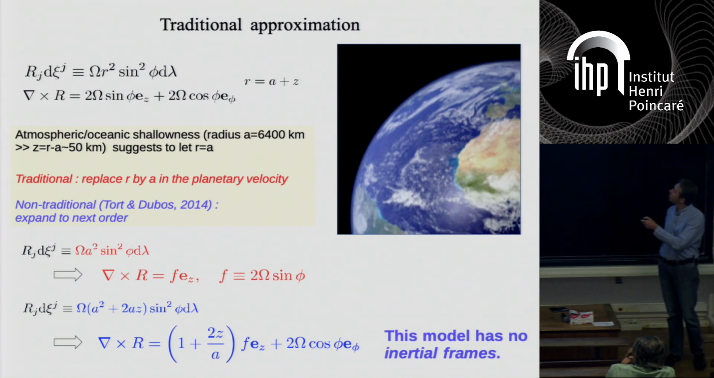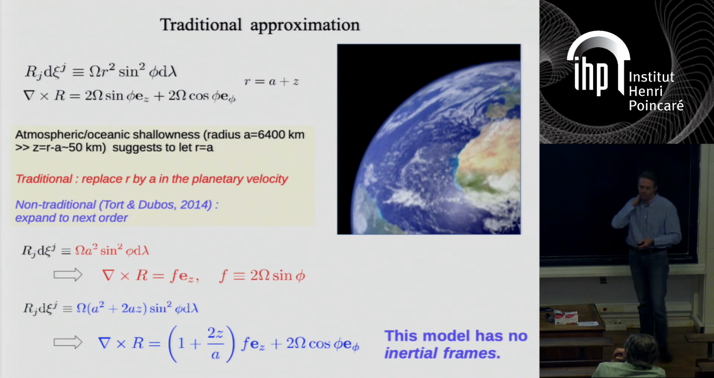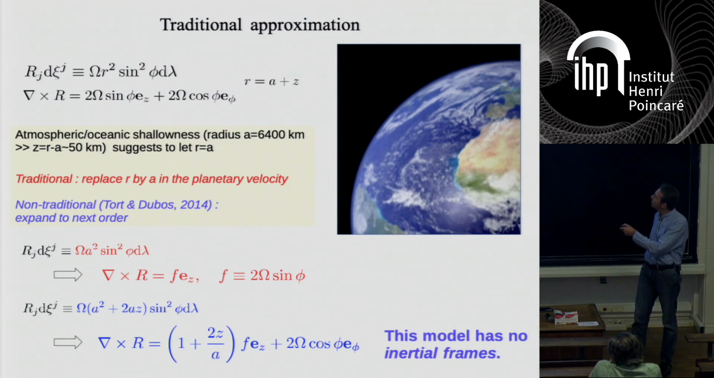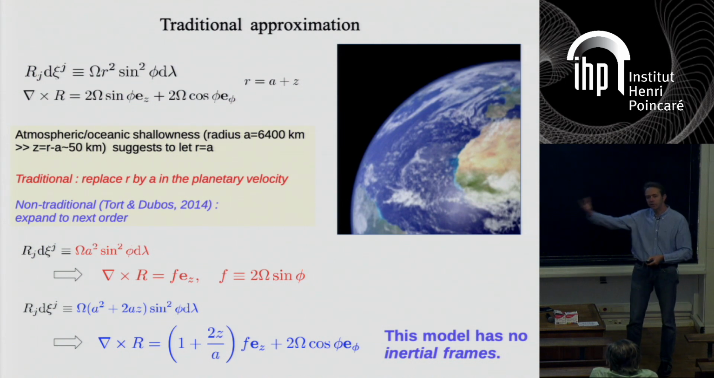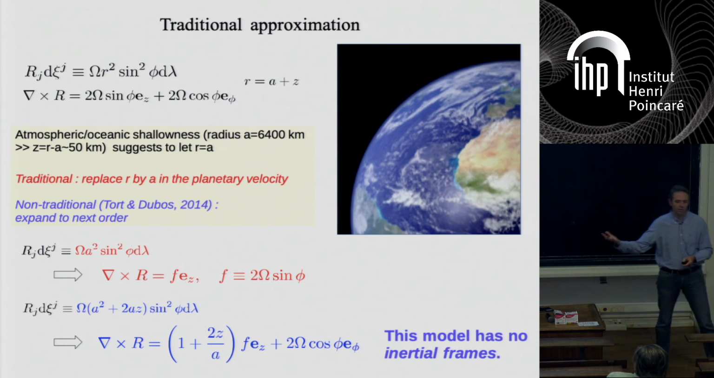So you've lost this one by doing this so-called traditional approximation, which was done by Laplace in his theory of tides. Okay, so if you don't like losing the extra coefficient, you can push the expansion to the next order. So you replace r by a plus z and take the first two terms in the expansion. So that's what's done here. And then you compute again the corresponding Coriolis vector. So you're happy because you have recovered the missing part here. So you have a non-traditional model.